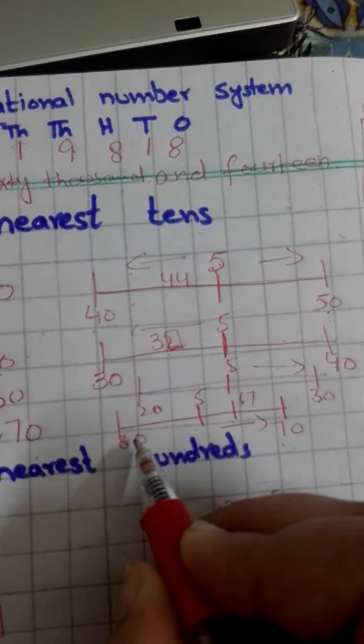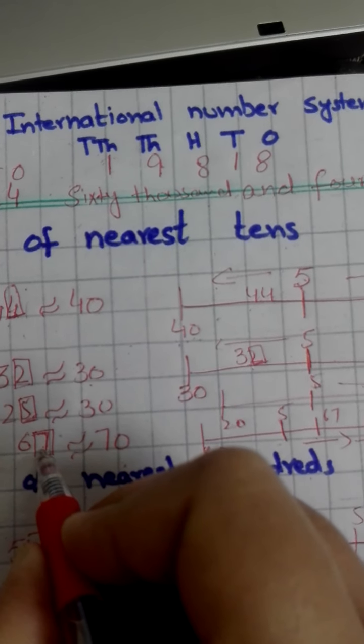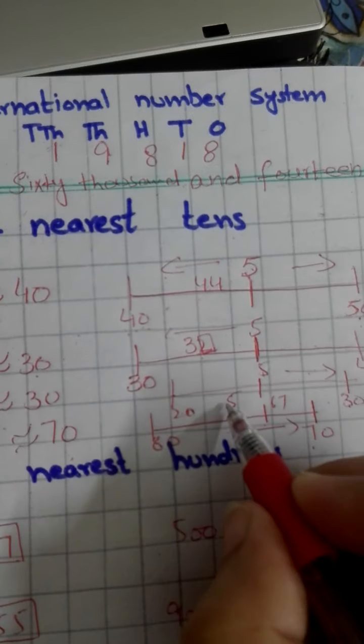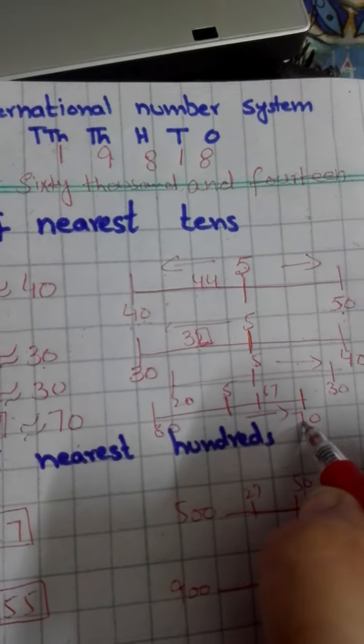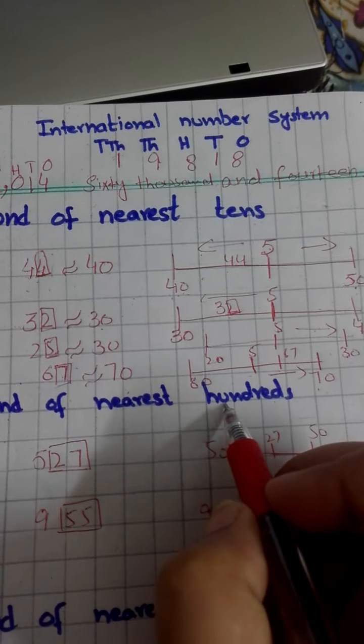67. 67 is between 60 and 70. The ones value is 7, which is greater than 5. The answer is 70. Round to the nearest hundred.